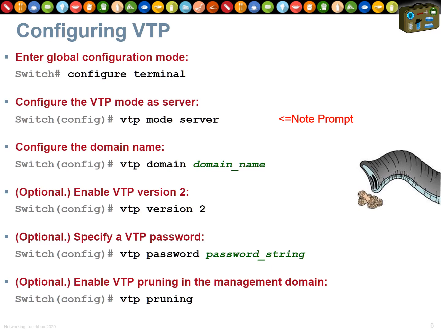Then we set up our version number, optional. Password is optional, but strongly recommended. And pruning is an extra feature we'll talk about later on. Once again, a reminder that VTP messages can only exist inside a trunk.